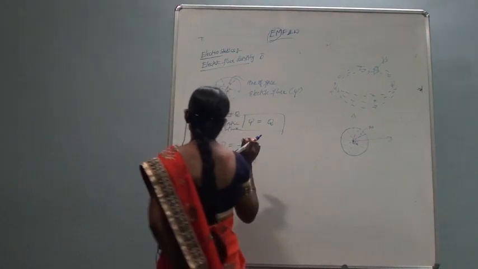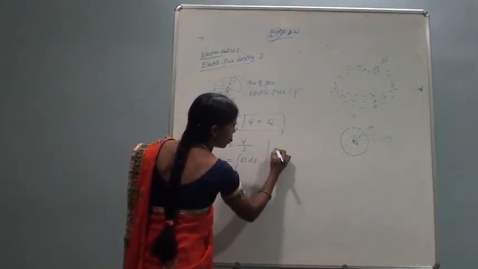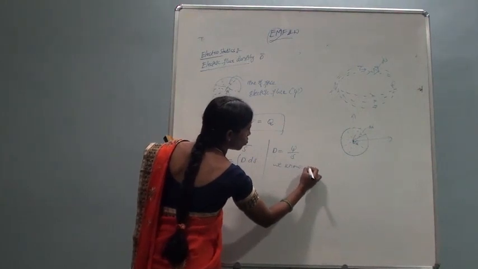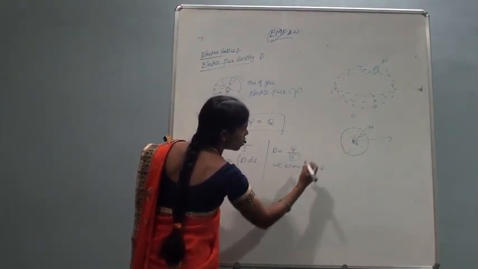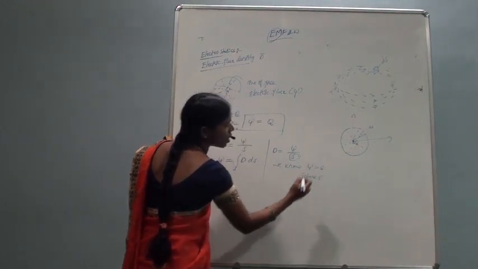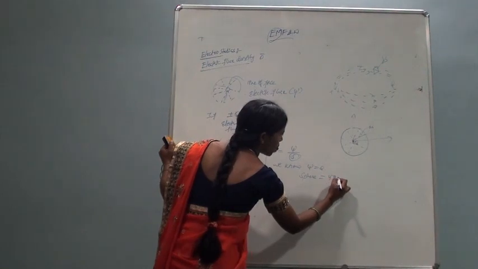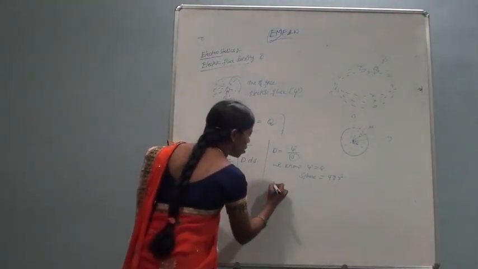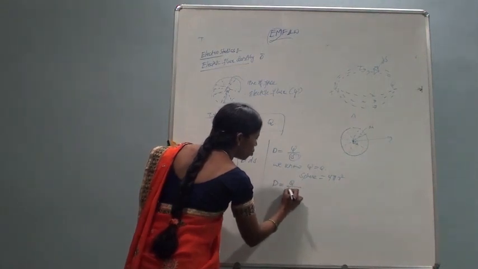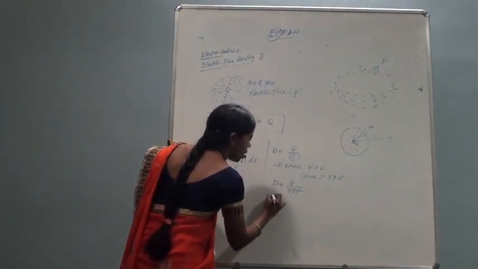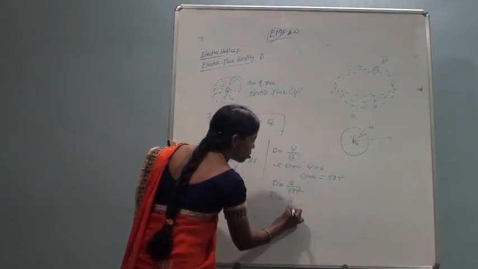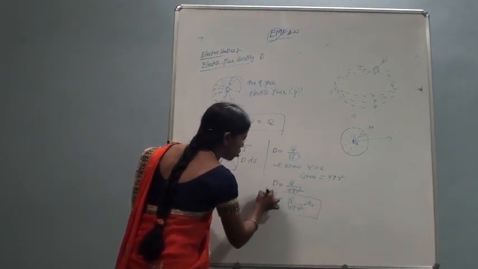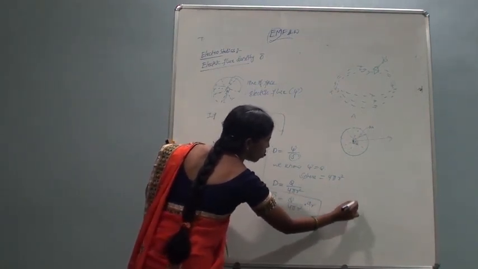Now, the electric flux density is given by D is equal to psi by S. We know that psi is equal to Q, and the area of the sphere is given by 4 pi r square. Now substitute these two values in the electric flux density equation. Then D is given by Q by 4 pi r square. In terms of vector representation, it is given by D bar is equal to Q by 4 pi r square into a_r, where a_r is a unit vector along this direction. Now, the unit for this is coulombs per meter square.